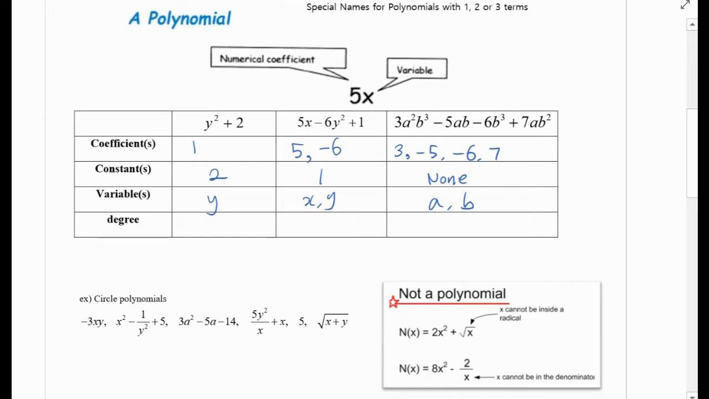Degree is the highest exponent. The largest exponent is the degree of a polynomial. Here, 2 is the largest exponent. Exponent 1 is hiding here, and 2 is here. 2 is the largest exponent here. Here, 1 hiding, 3, 1, 2. So 2 and 3, you need to add them up because this is making one term, so you have to add up the exponents. So 5 is the degree of the polynomial. Okay?